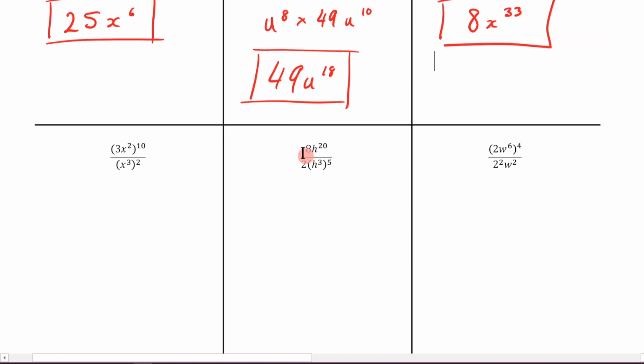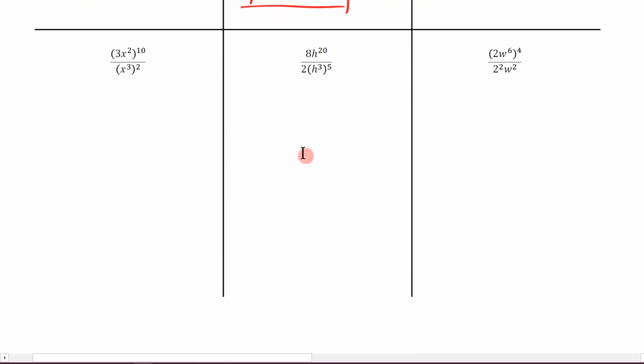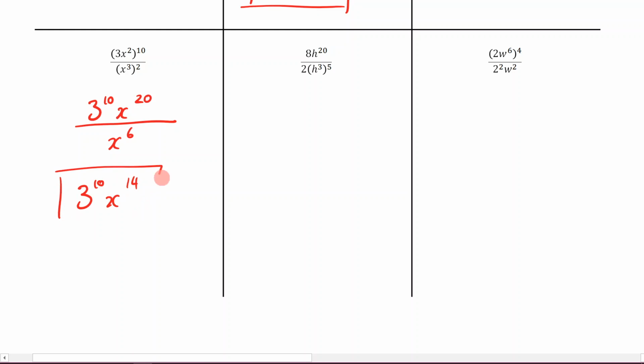Okay, let's come down here now. So again, we're going to do the same thing. We're going to expand out this 10. So it's going to become 3 to the 10, x to the 20 over, this is going to become x to the 6. Now we're going to use index law 2 here, which says that when we're dividing and we have the same base, the indices subtract. So it's going to be 3 to the 10, x to the 14, because 20 minus 6 is 14.